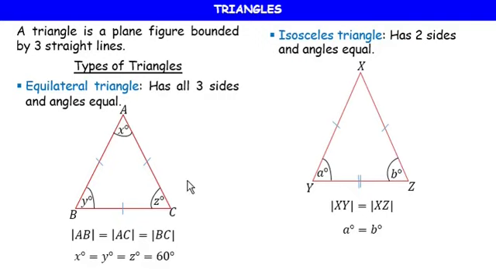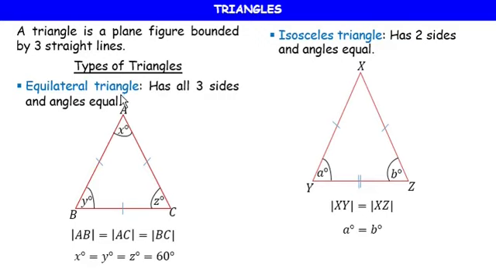Okay, so let's look at the various types of triangles. We have four types of triangles, right? So we have the equilateral triangle, the isosceles, the scalene, and the right angled triangle, right? So let's look at each one of them.